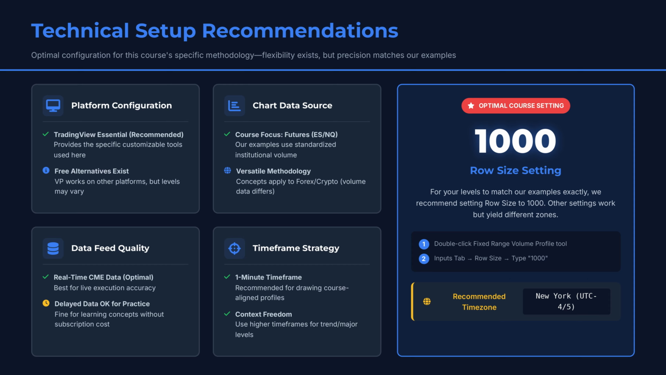Color coding recommended: orange weekly, white daily, blue overnight, green developing. Daily checklist ensures consistency if following this specific course methodology. Remember, these are recommendations for optimal results with this training program. Volume profile is flexible and works across many markets. But if you want to match our examples, follow along seamlessly and ensure your levels align with what we're teaching, these are the settings and tools we recommend.